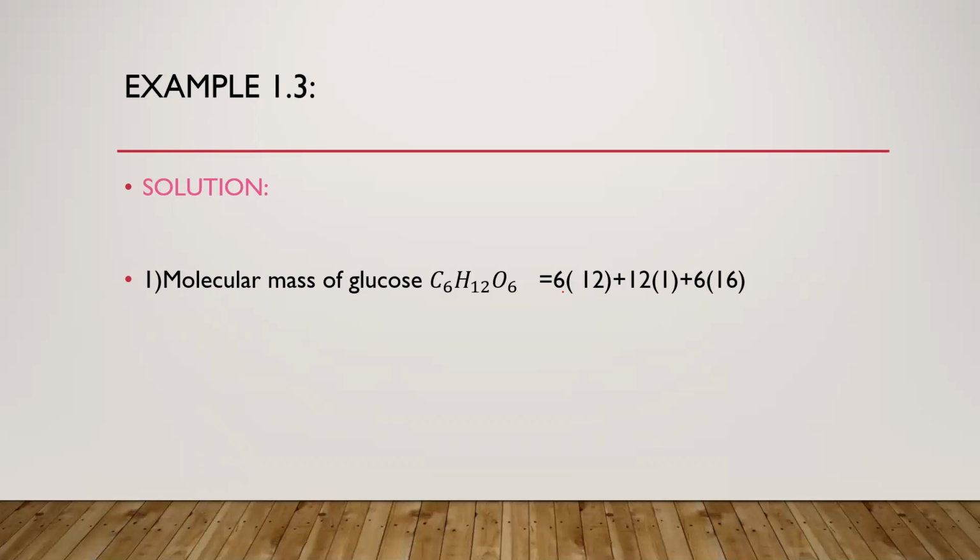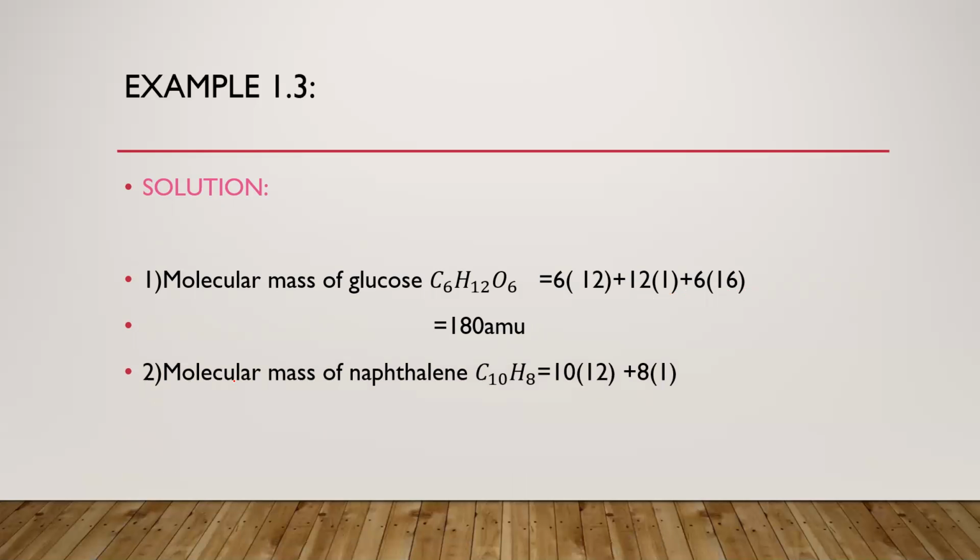So 6 times 12, 12 times 1, and 6 times 16. We will get 180 AMU. 180 AMU is the answer to this question. 12 multiplied by 6, 12 multiplied by 1, 6 multiplied by 16, and then add all these numbers. We will get the molecular mass of glucose. Then write the unit.